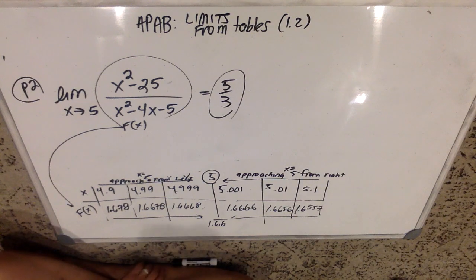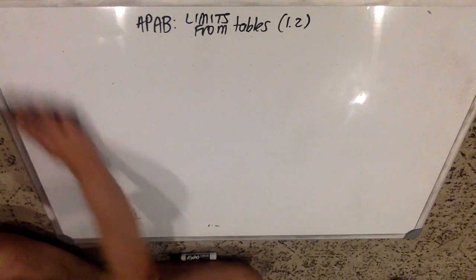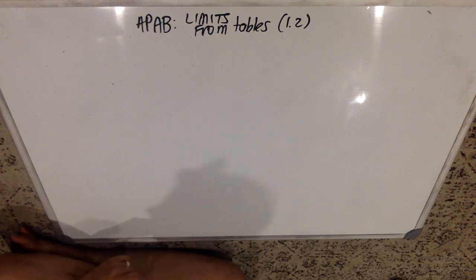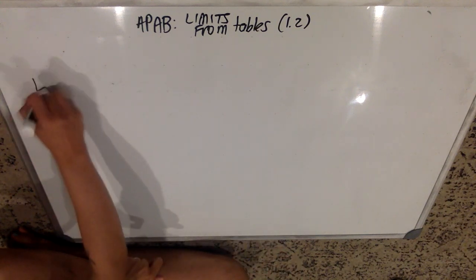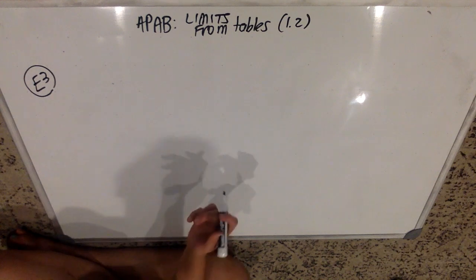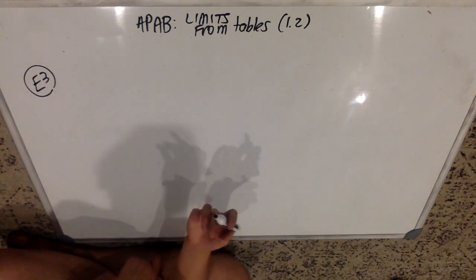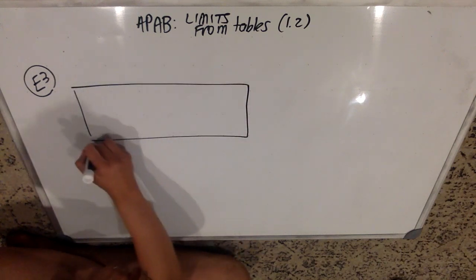All right, so let's walk through one more example. I think you're not likely to see this on an AP exam where you have to generate the table yourself, just to be perfectly honest. So let's talk about E3. I think the way you're more likely to see this on an AP exam is a situation where they give you a table.